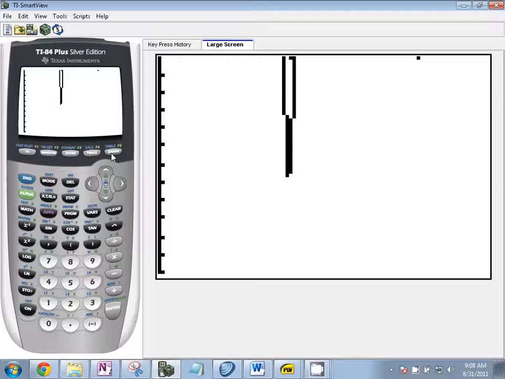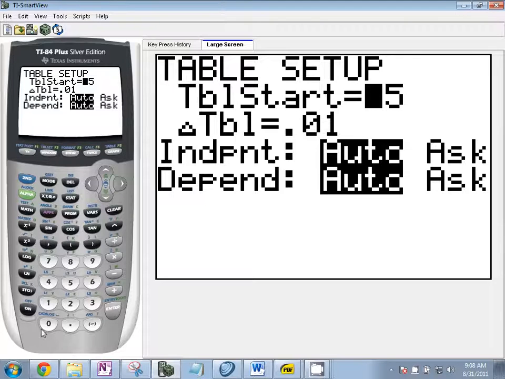So if we want to set the table, what do we want to start at? We'll start at 0. What's the delta table? How far up do we want to go each step? 0.1, right? And now let's go to table.